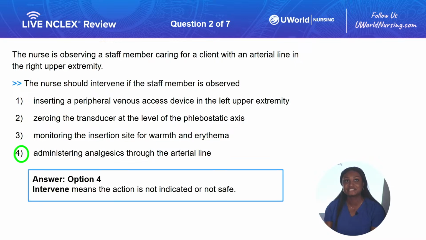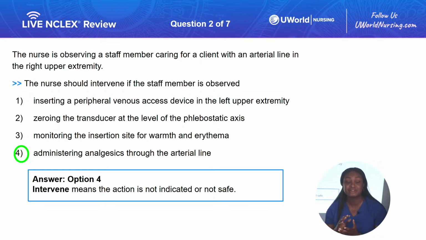The correct answer for this one is option 4, administering analgesics through the arterial line. So let's go back to the question. The question is asking about an arterial line in the right upper extremity, but it's saying the nurse should intervene. So we're looking for an action that is wrong, something that we would want to stop immediately because it can potentially cause harm to the client.